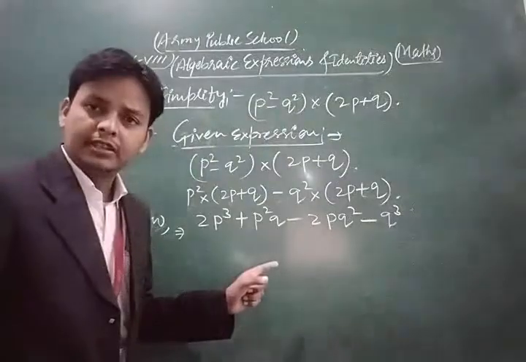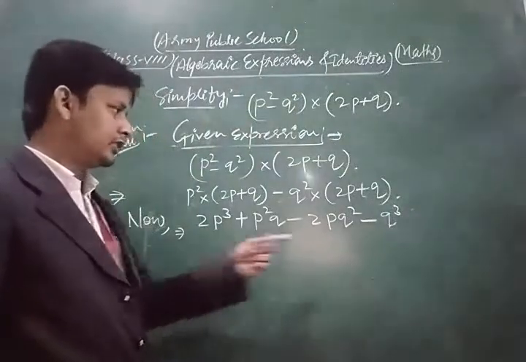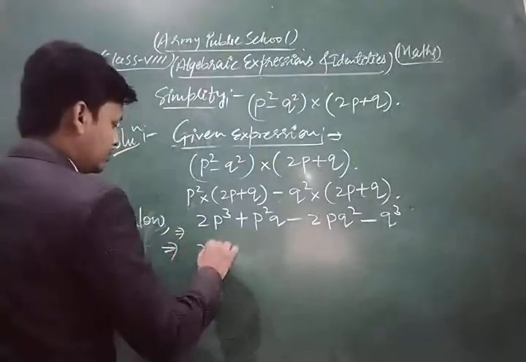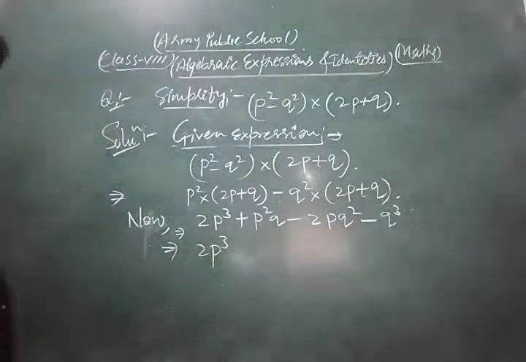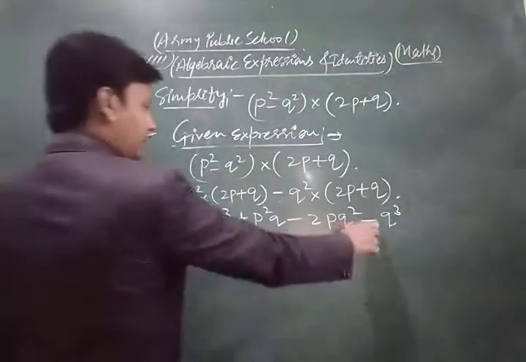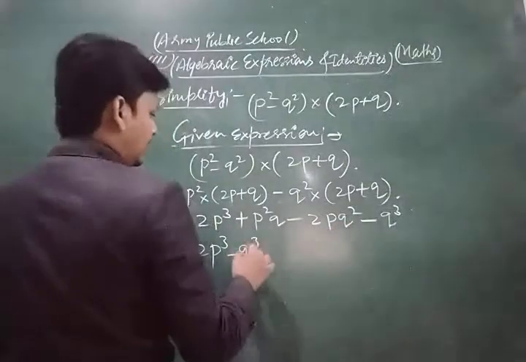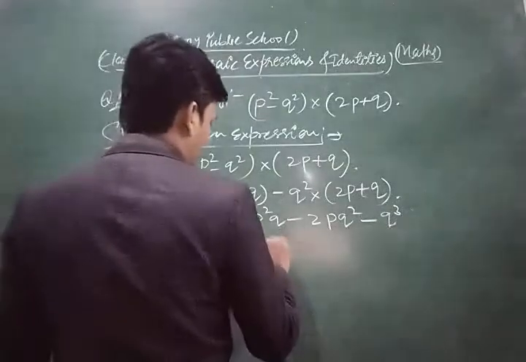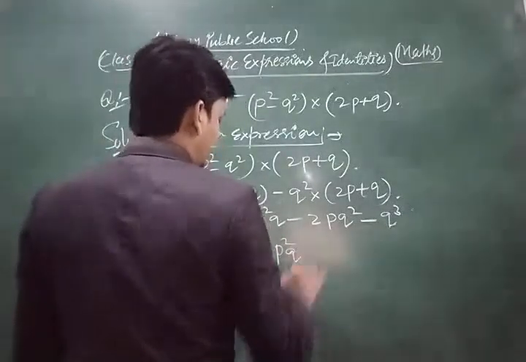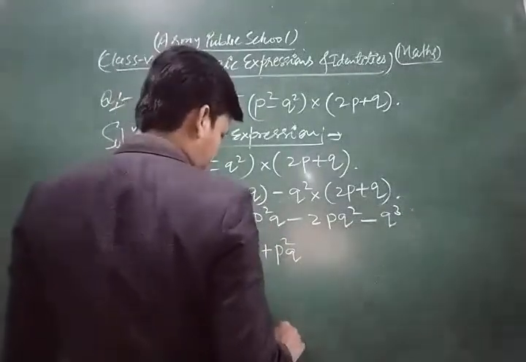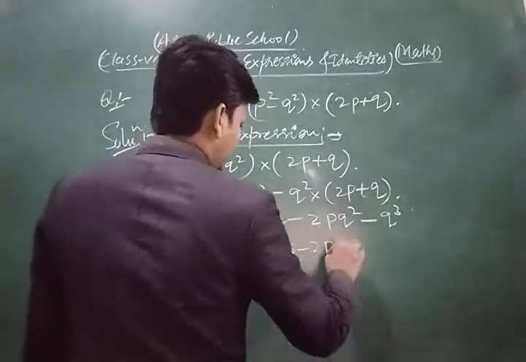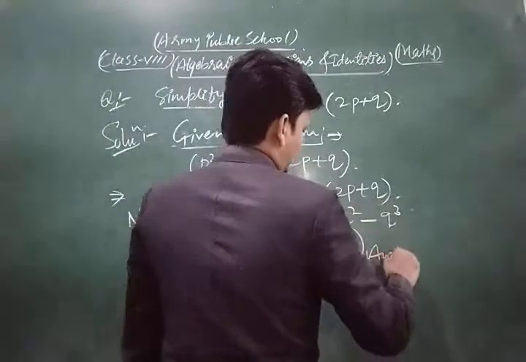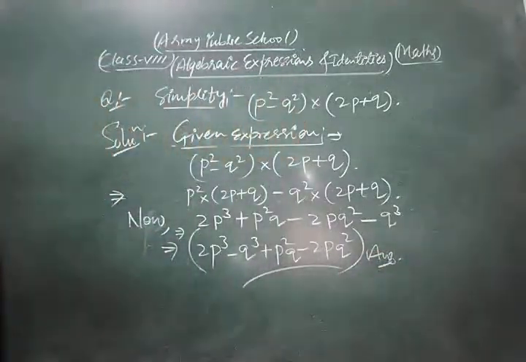Now look, there are no like terms because this is 2p cube, this is q cube. So we write it together in this way: 2p cube minus q cube, plus p square q, and minus 2pq square. This is the required solution of the given question.